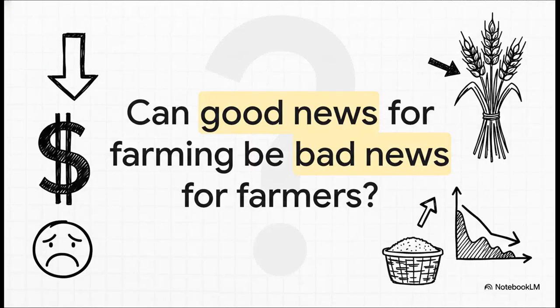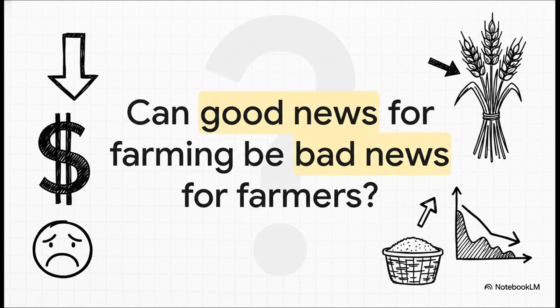Okay, let's solve a classic economic puzzle. Scientists invent a fantastic new hybrid that dramatically increases crop yields. This sounds like amazing news for farmers, right? Well, not so fast. This new tech shifts the supply curve way out to the right. But here's the problem. Demand for basic food like wheat is very inelastic. We can only eat so much bread.